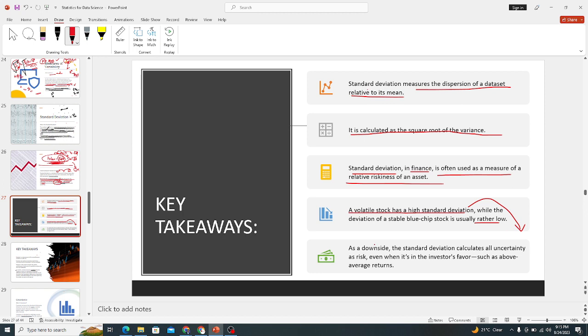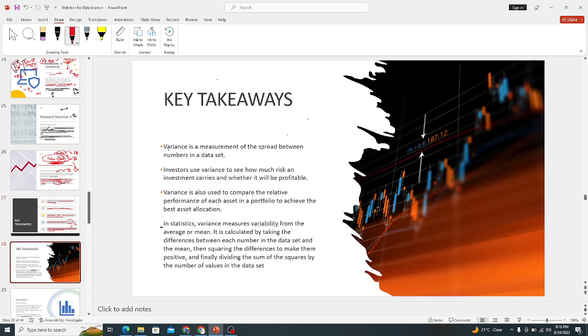As a downside, the standard deviation calculates all uncertainty as risk, even when it is in the investor's favor, such as above average returns. So standard deviation can basically show us the risk of a certain investment or stock.